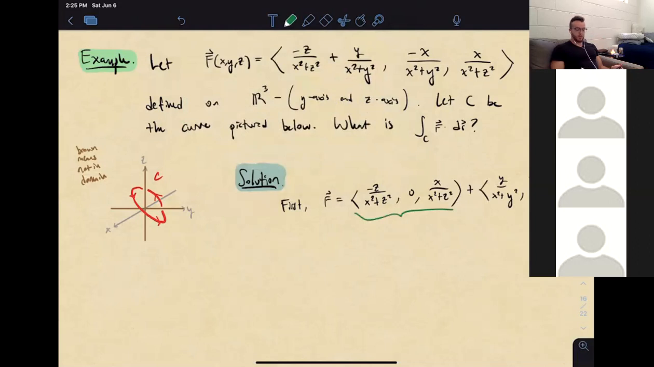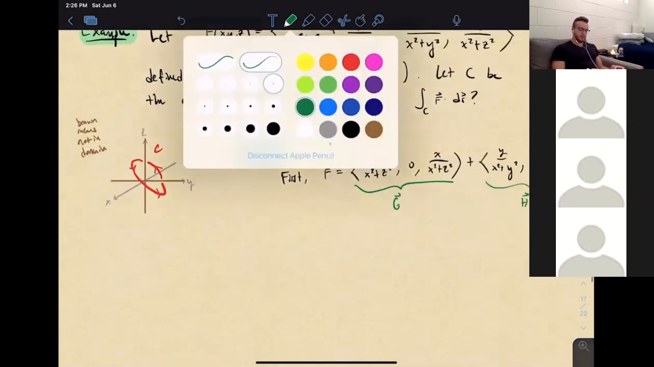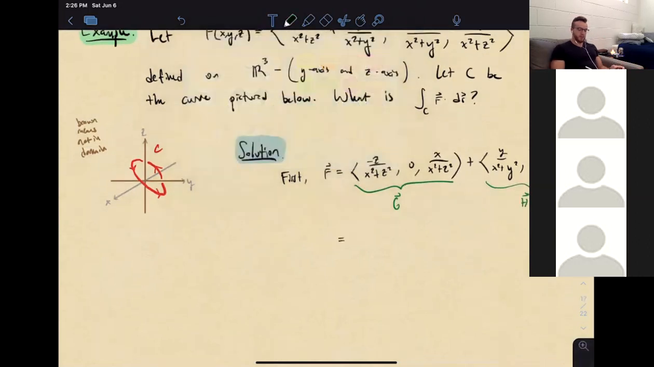Let me give this a name. I'll call this G, and I'll call this H. And so what we've done now is we've decomposed F as G plus H. Why would this help? It's not a bad idea just because integration is linear, right? We could split the integral up into two completely unrelated integrals.